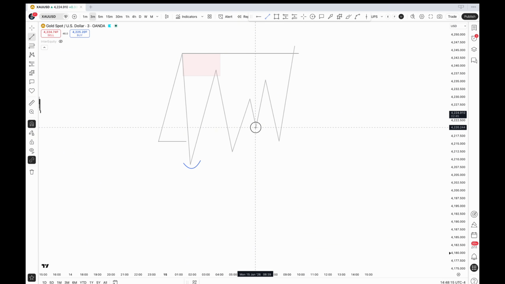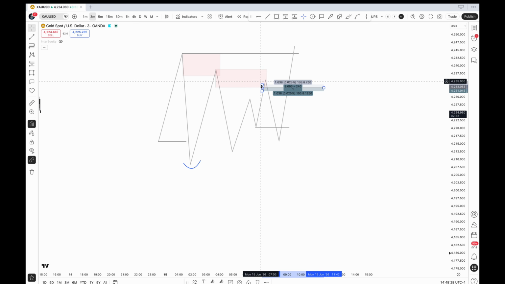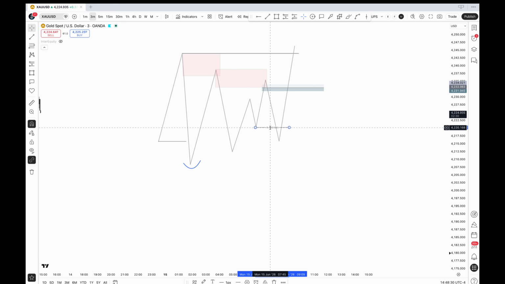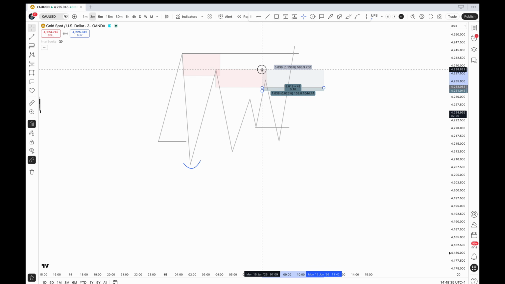So notice how traders are getting enticed or induced into the market yet again. Normally, SMC traders would be trying to sell this because they see what? Another break of structure. Since they see another break of structure, they would think, oh, this is a scale-in entry. Wrong.